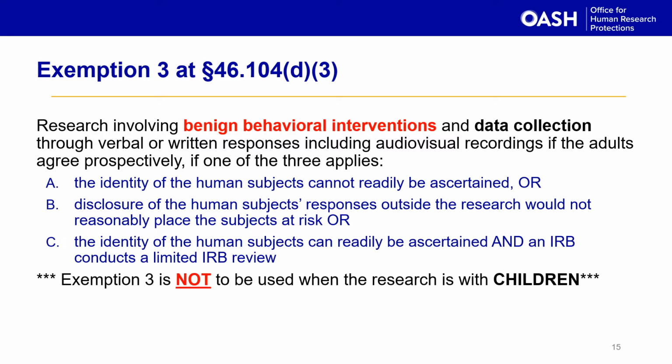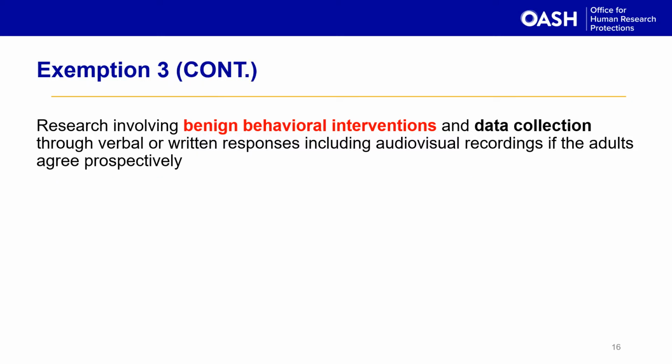Exemption 3 does not apply to research involving children. So if there's ever an intervention with children, no exemptions will apply. When there are certain types of interactions with children, Exemption 2 may be applicable if all of the criteria are met. There's a lot to unpack here.